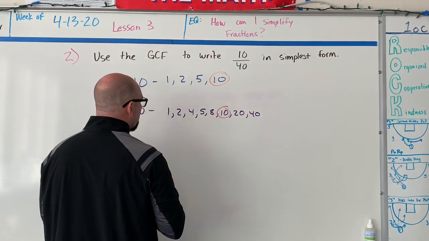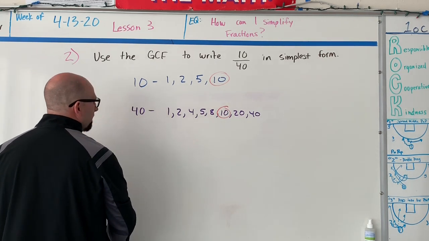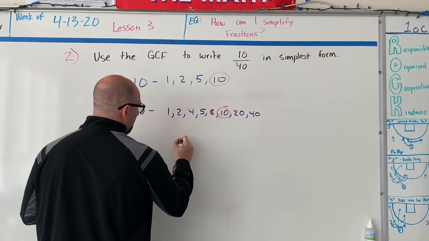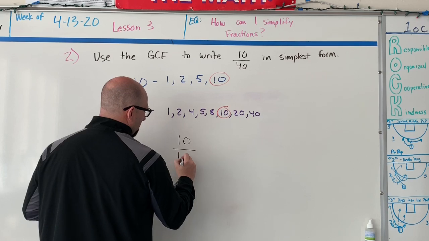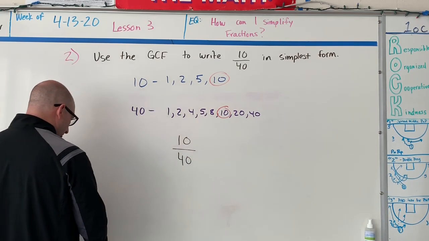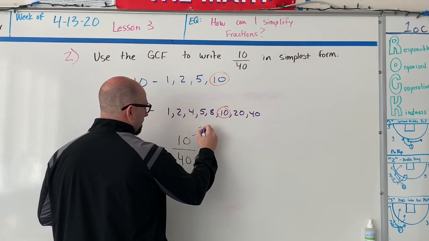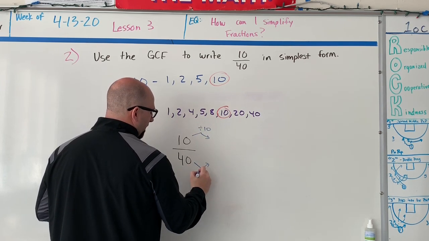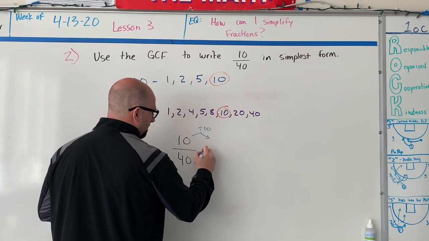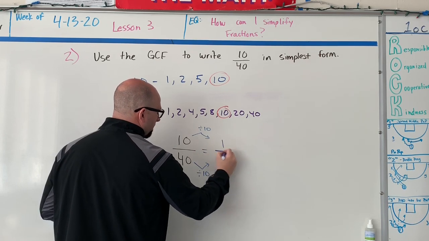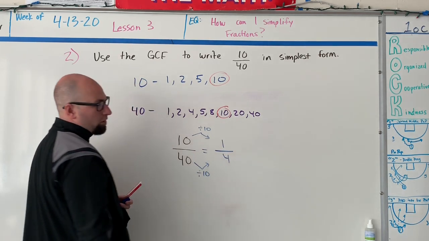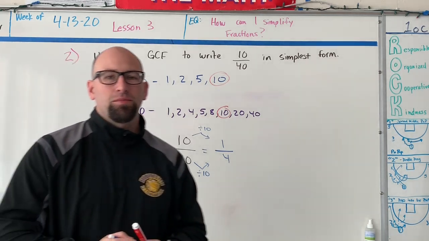So we'll go up here. We've got 10 over 40. And we're going to divide the top by 10. We're going to divide the bottom by 10. And we're going to get 1/4. And that is the simplest form of 10 over 40.